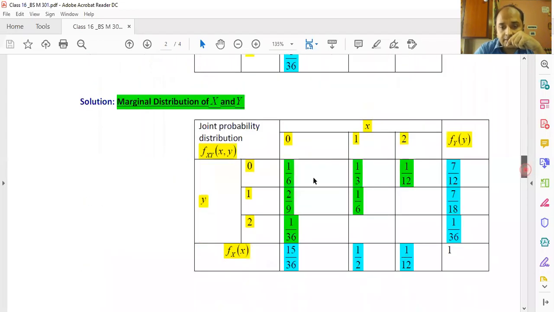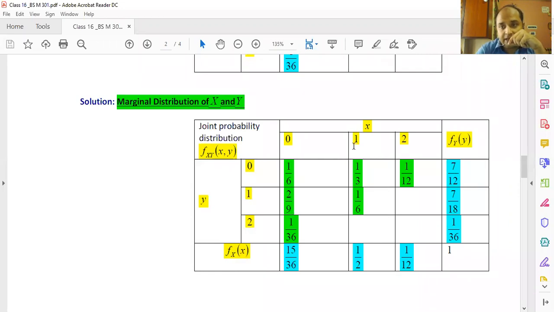I have first copied the entire joint probability chart over here with an added column on the right hand side and an added row below. The added column gives you the values of the marginal distribution or marginal probabilities of the random variable capital Y, and the row below gives you the marginal distribution of the random variable capital X, which is the sum of the joint probabilities running over all possible values of Y.